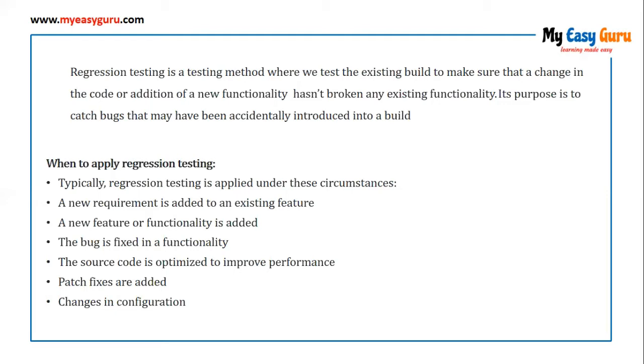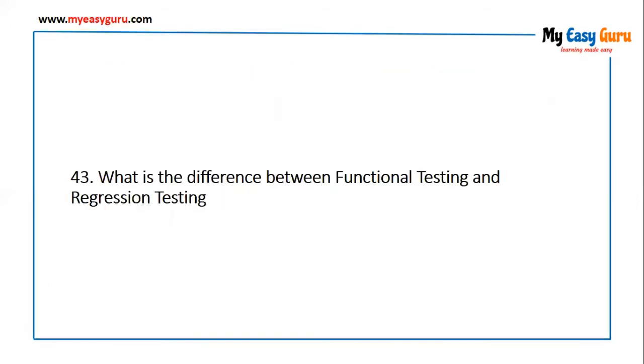Now, when to apply regression testing? Typically, it is applied under these circumstances: a new requirement is added to an existing feature; a new feature or functionality is added; a bug is fixed in a functionality; the source code is optimized to improve performance; patch fixes are added or there are changes in the configuration. Under these scenarios, we apply regression testing.